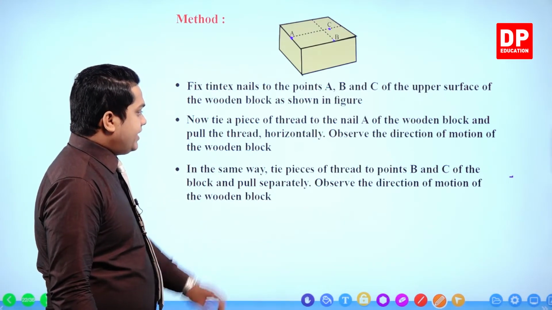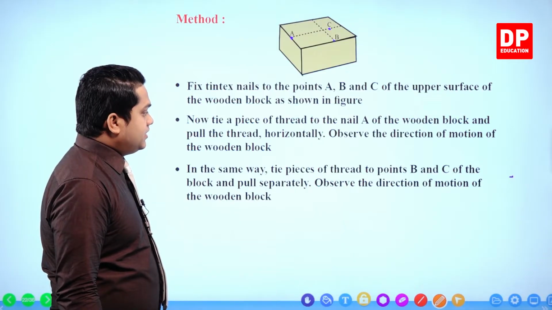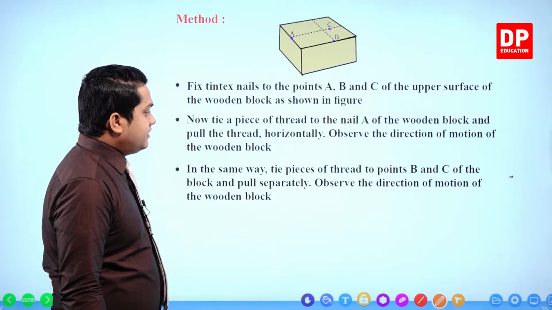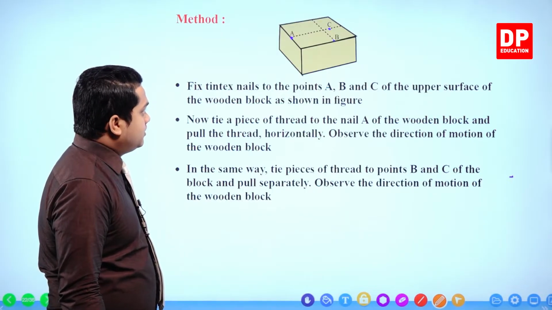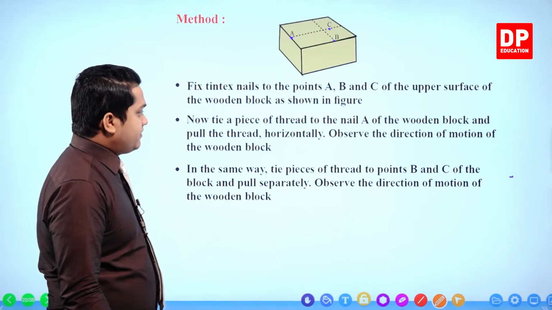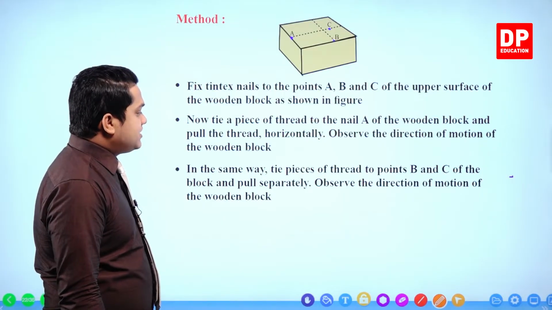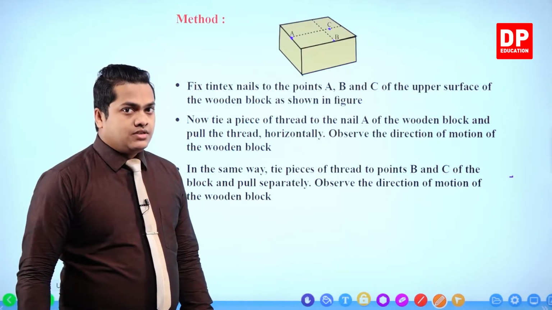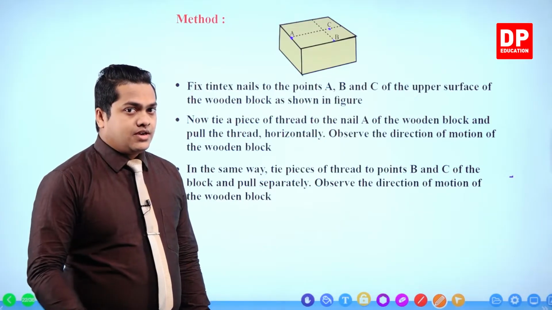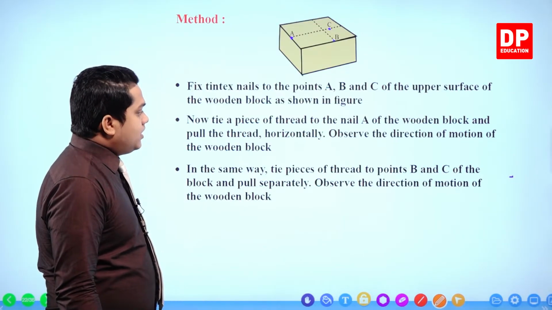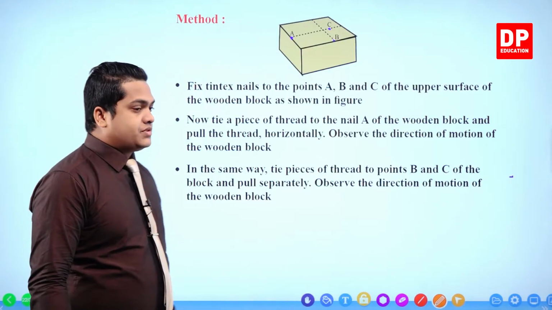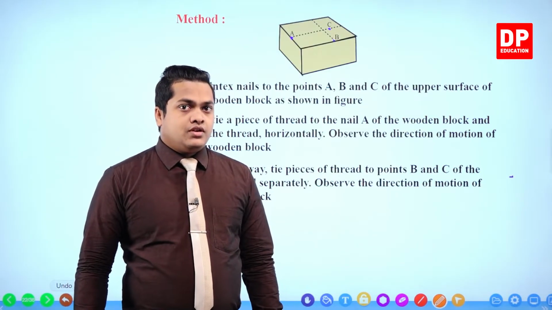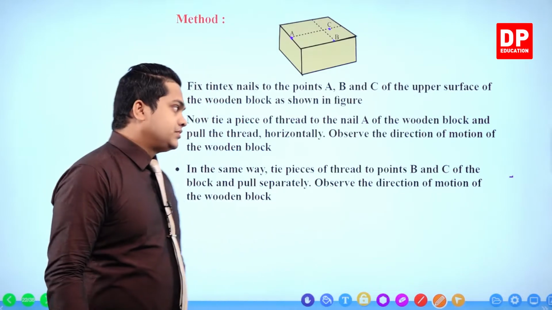In the same way, tie pieces of thread to points B and C of the block, and pull separately. You have to keep the thread horizontal and pull. Observe the direction of motion of the wooden block.